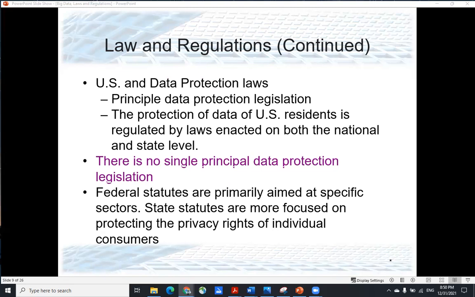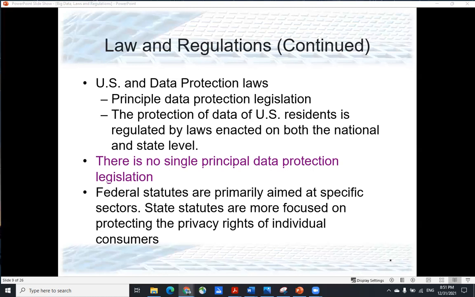Now we're talking about laws and regulations in the U.S. There is a principal data protection legislation. In the United States, it's a little bit different. As I said, in the European Union, they have the one GDPR, one law that applies to all member states. But in the US, the regulations are different. You have federal laws in the US, and then you have state laws. A website called iclj.com talks a little bit more about the data protection laws in the United States.